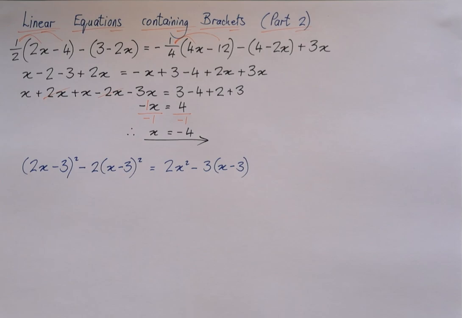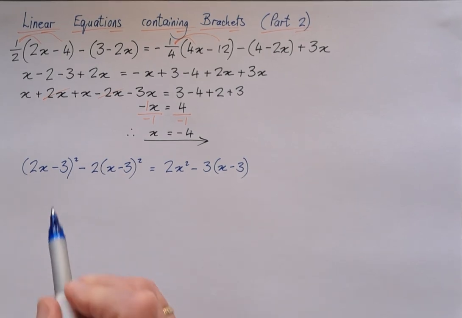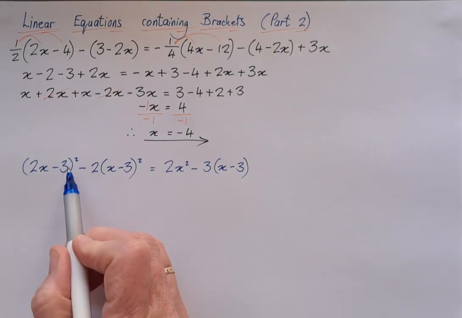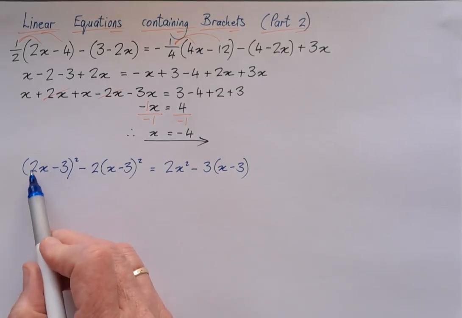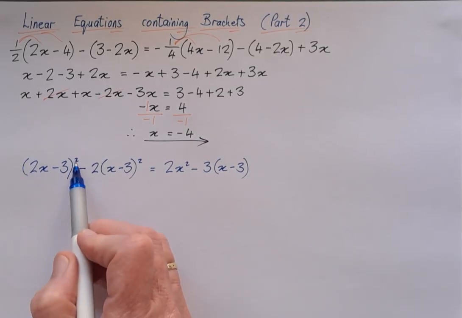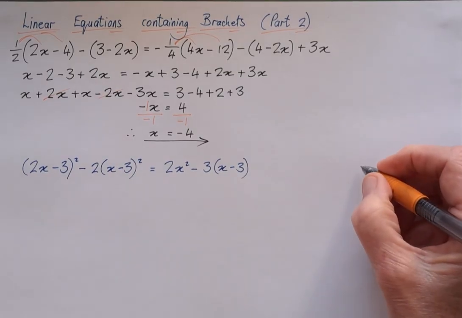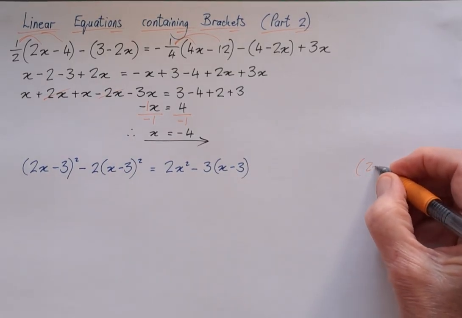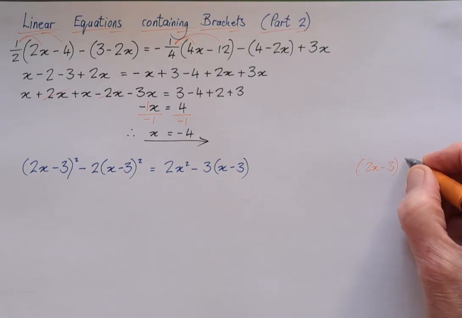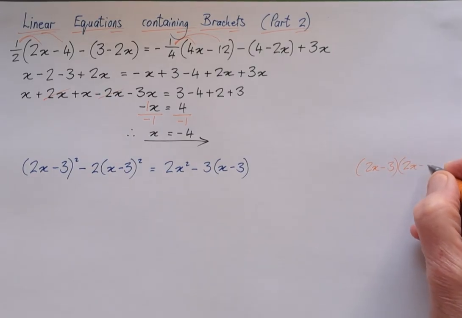Right, so that was how to deal with a fraction. Let's have a look now at when we've got a bracket squared. So what does (2x minus 3) all squared actually mean? If we think back to multiplying out brackets, it actually means 2x minus 3 times itself.